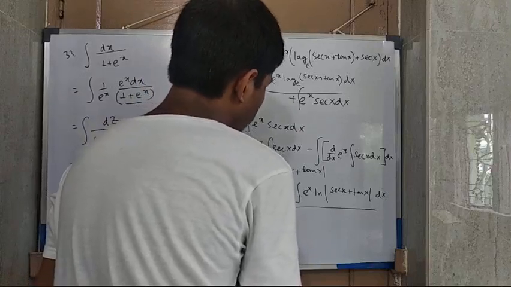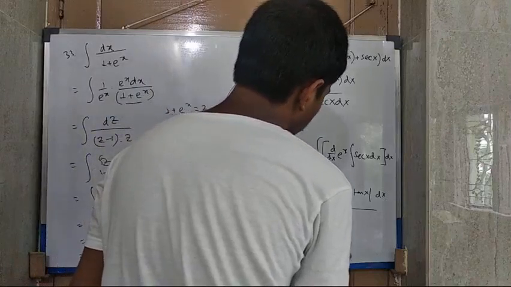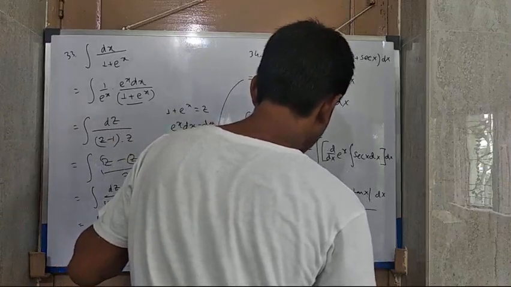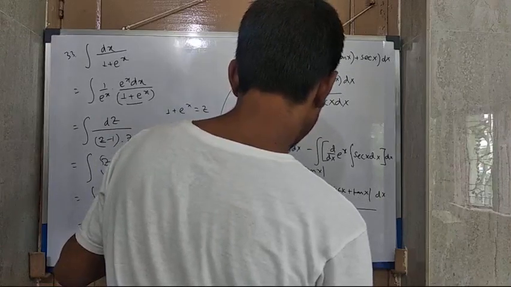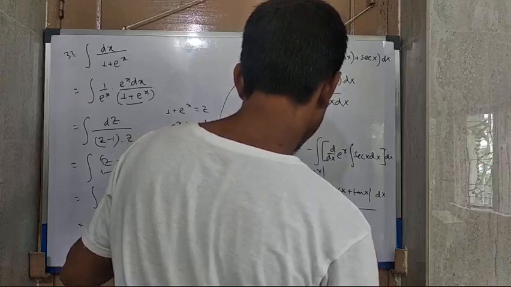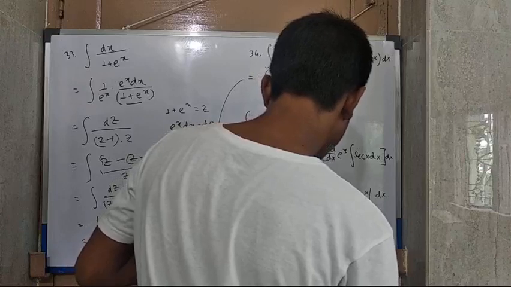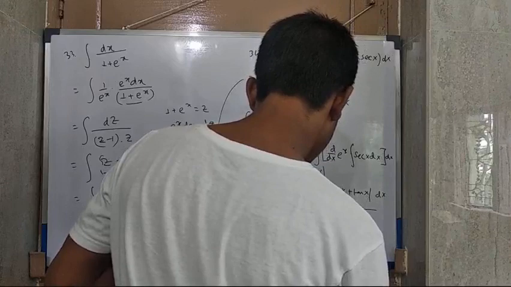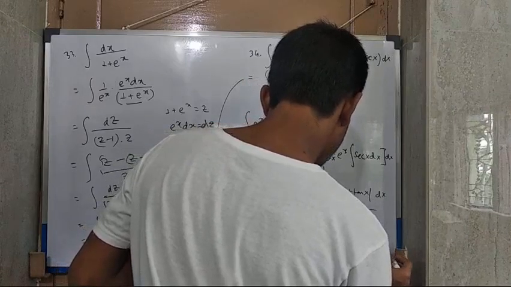Integral e to the power x log e (sec x plus tan x), sec x plus tan x plus e to the power x log e (sec x plus tan x), minus integral, sorry, minus e to the power x log e (sec x plus tan x) dx.